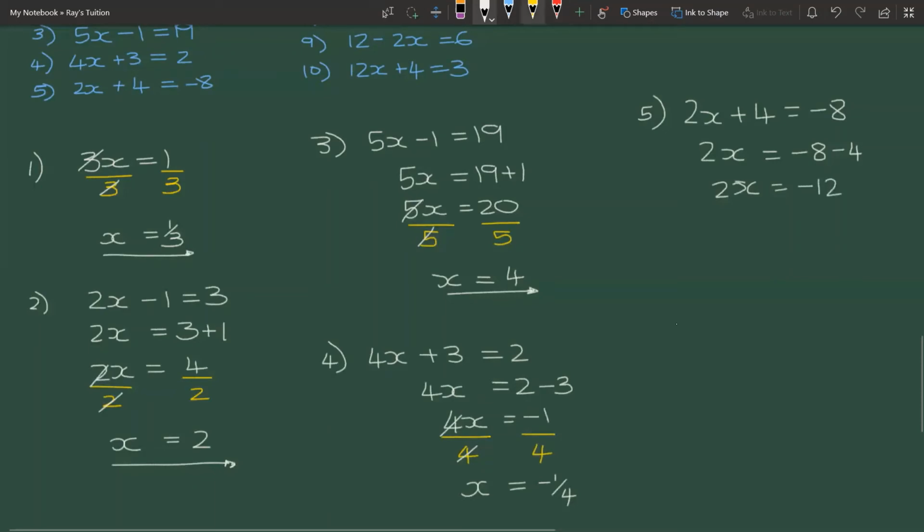And then we're going to divide both sides by 2. And we get over here x is equal to, and minus 12 divided by 2 is minus 6. Let's have a look at number 6.